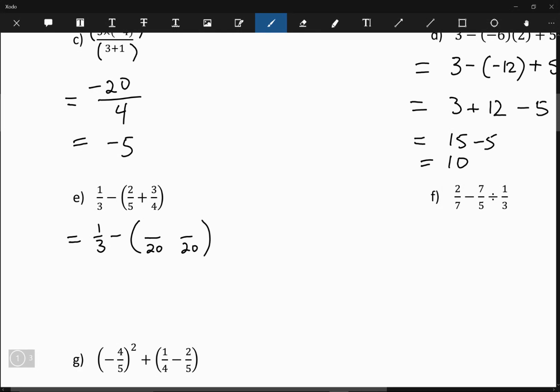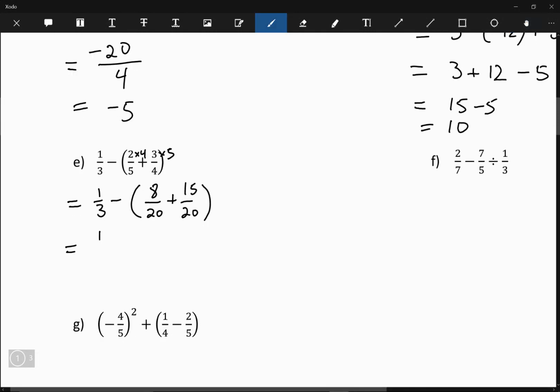And so if I multiply this one by 4 and I multiply this one by 5, I'll get my numerators. So here I have 8, here I have 15, and I'm adding the two fractions together. And then after I add the fractions, so 1 over 3 minus 15 plus 8 is 23 over 20. Then I subtract. Well, I have to find another common denominator. This time it will be 60.